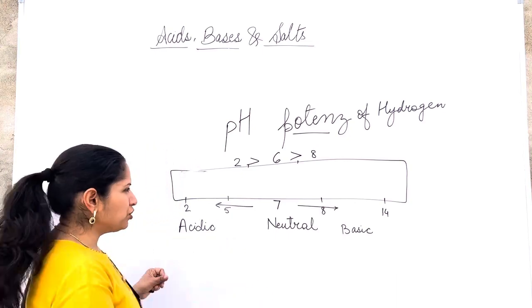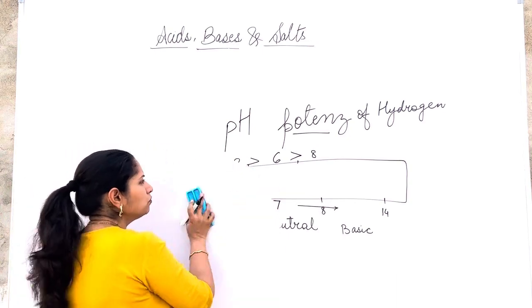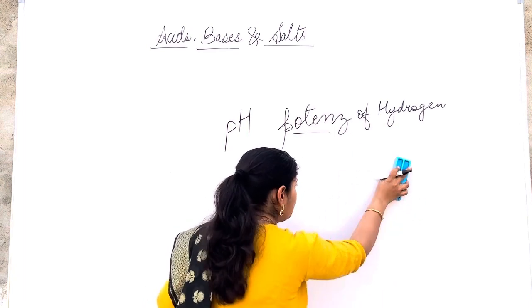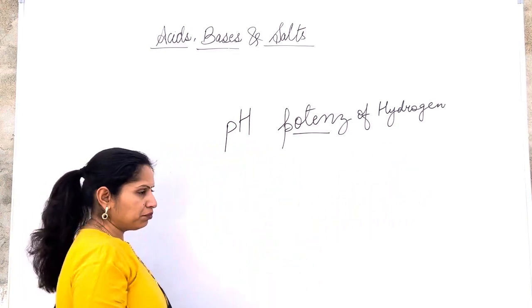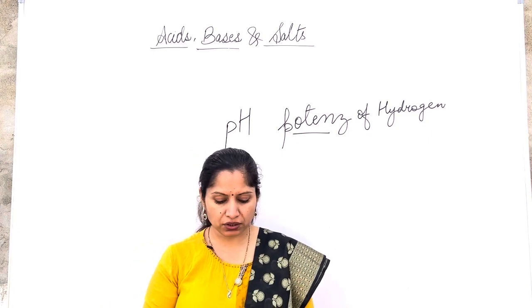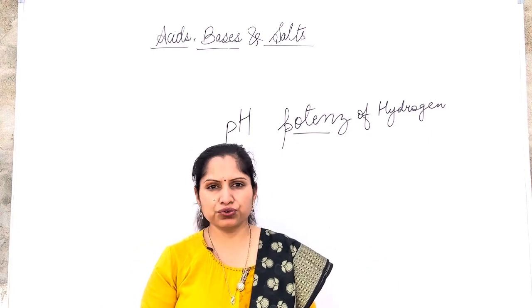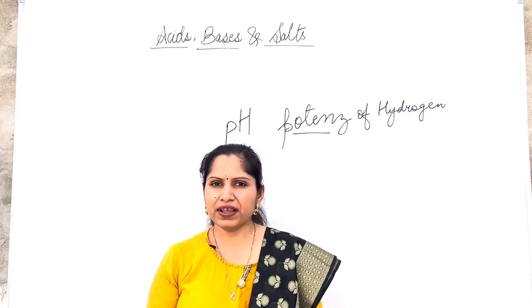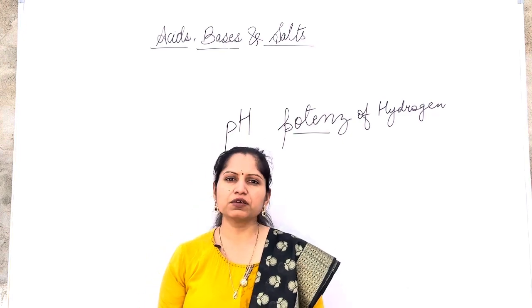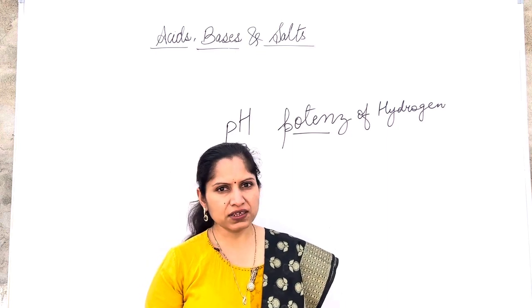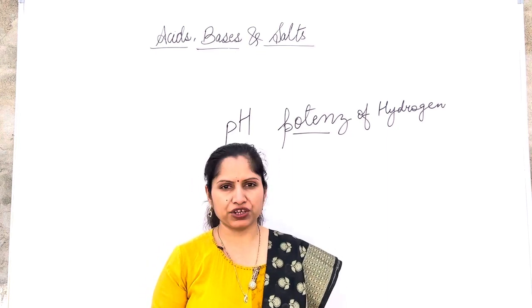Now we need to remember the pH of some common substances that are there in our day-to-day life. That is given in the form of a diagram in your NCERT book, and only those pH values you need to remember. For example, for gastric juice, the pH is 1.2. If we talk about lemon juice, it's approximately 2.2.